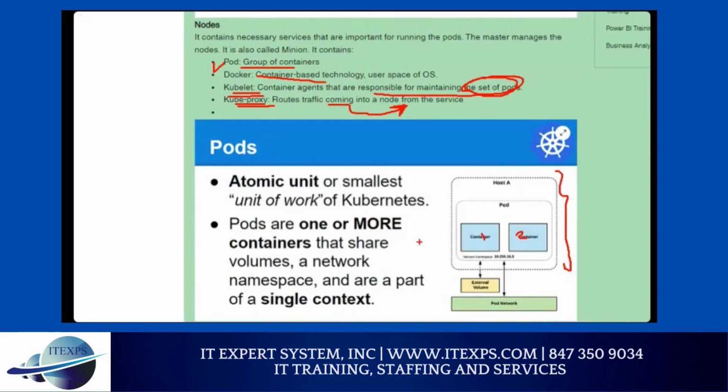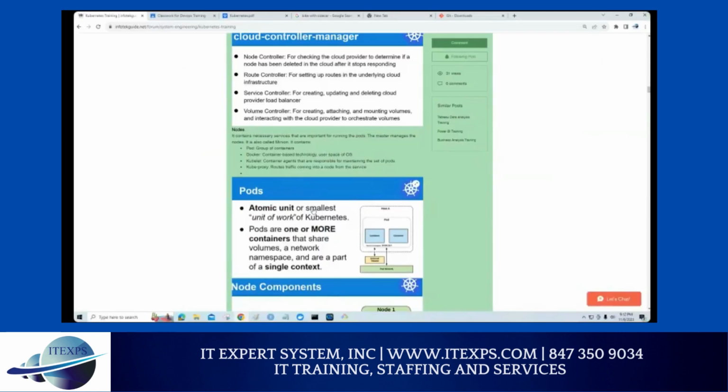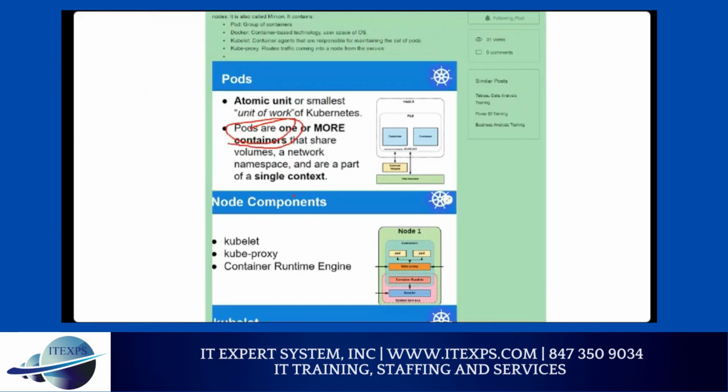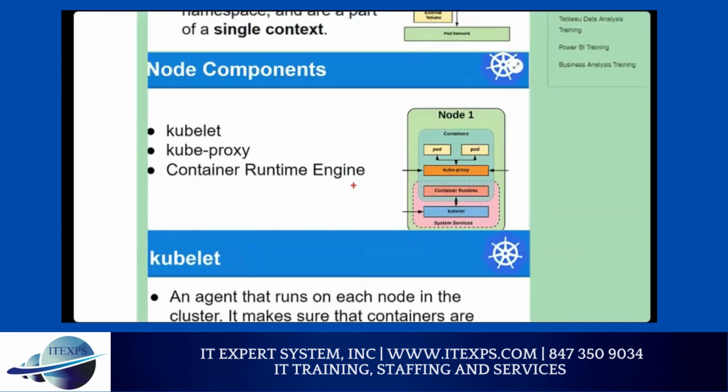We talk about the smallest unit of work, which is the pod. So the pod is the smallest unit. We don't deploy containers, we deploy pods. A pod is one or more containers. So remember that. Now a node is nothing but a machine, right? And you have a kubelet, which is maintaining the pods, and a kube proxy, which is nothing but routing the request to the particular place.